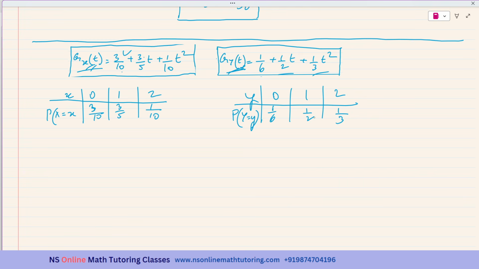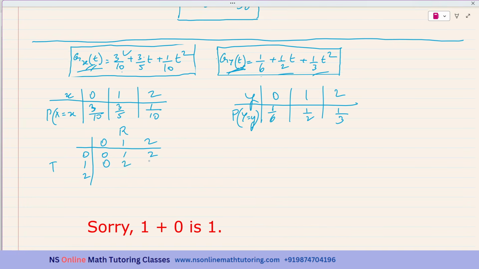Okay, and Z was the sum total of all the red balls and all the tails. So this is red balls, 0, 1 and 2, and this is tails, 0, 1 and 2. So the sum total can be 0, 1 plus 0 is 1, 1 plus 1 is 2, 1 plus 2 is 3, 2 plus 0 is 2, 2 plus 1 is 3, and 2 plus 2 is 4. Okay. So now let us construct the probability distribution table of Z.